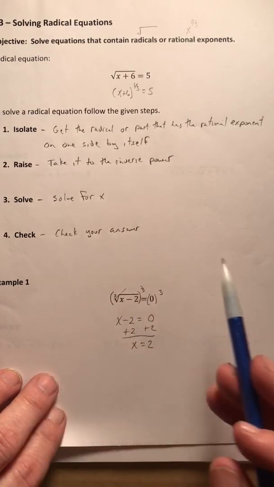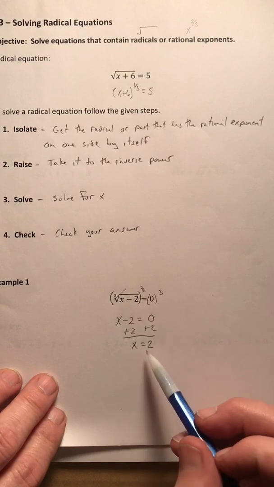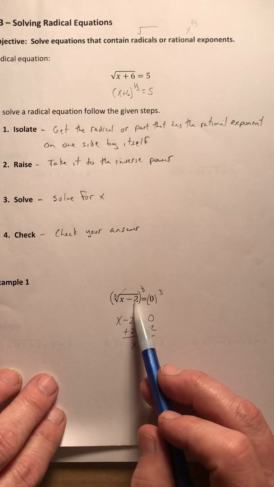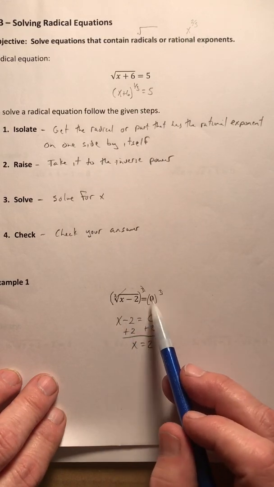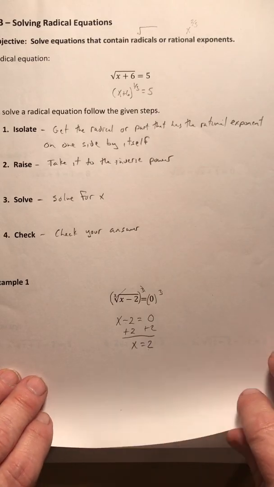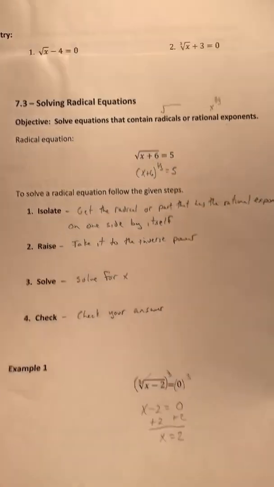All right, so we solved it. And now we just check our answer. We can plug it back in. 2 minus 2 is 0. The third root of 0 is 0, so this one does work out. All right, and that solution is correct.